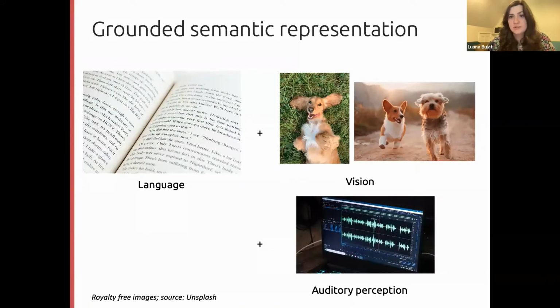But of course, vision is not the only important modality, so we can possibly think about grounding in the auditory perception. So we could record sounds of dogs barking and add that information to our model.